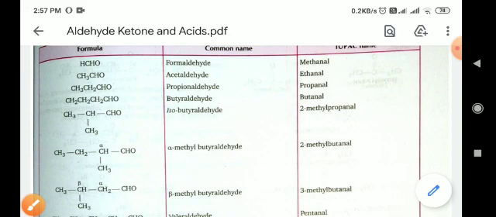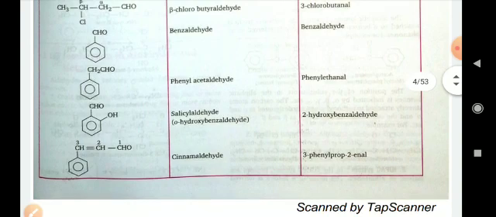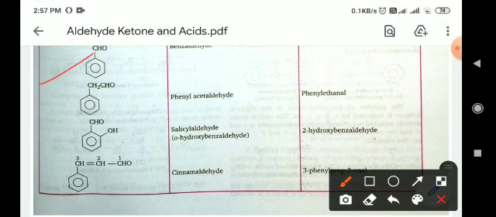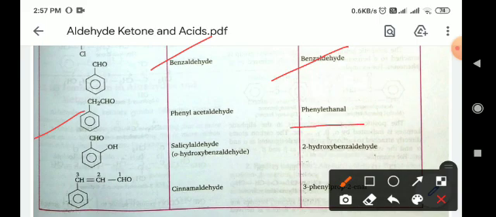In this way you can write the IUPAC name of any aliphatic aldehyde, and these are the IUPAC names of aromatic compounds. This one is generally known as benzaldehyde, and its IUPAC name is also benzaldehyde. But for this compound the IUPAC name will be different. It is known as phenyl ethanal. Why? There are two carbons, 1 and 2, and at carbon 2 there is a phenyl group. So it is basically 2-phenyl ethanal.